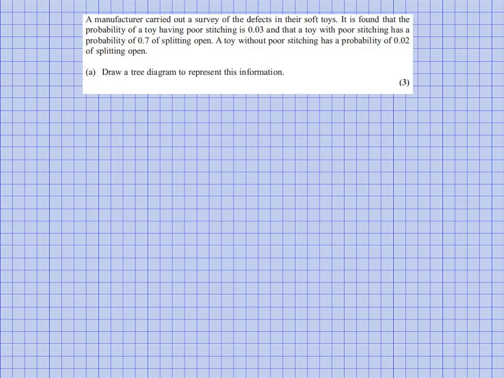Hi, we're going to look at tree diagrams today. So we need to refer to the question and look at what it's asking us to do. This question is about soft toys, and we're interested in whether the toy splits open and whether it has poor stitching. First of all, let's look at the first thing, which is, does it have poor stitching?